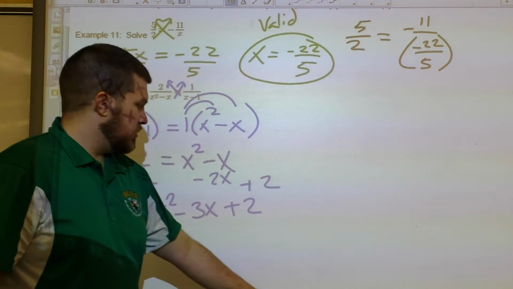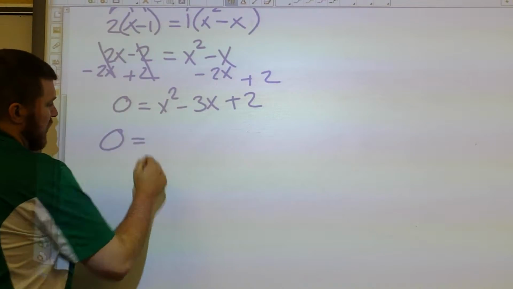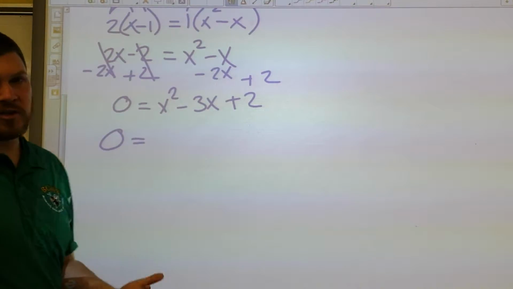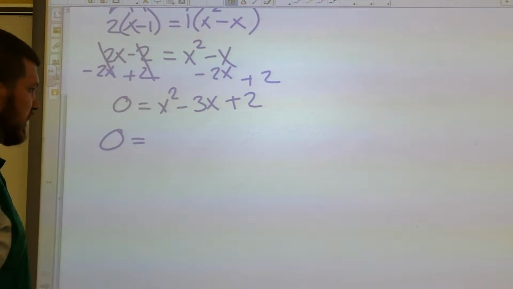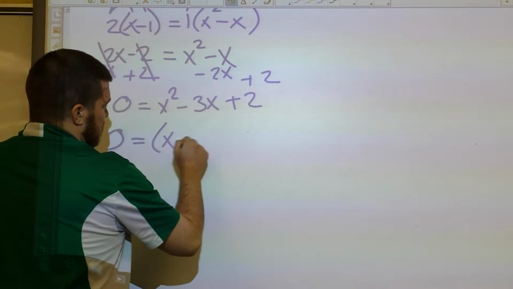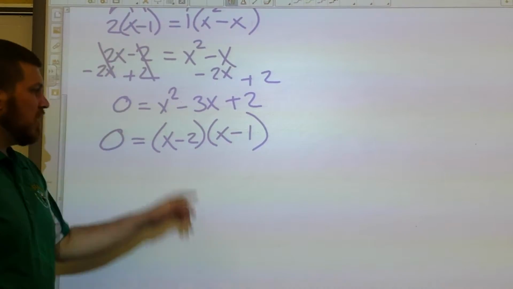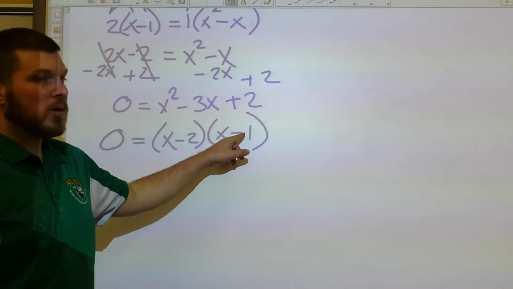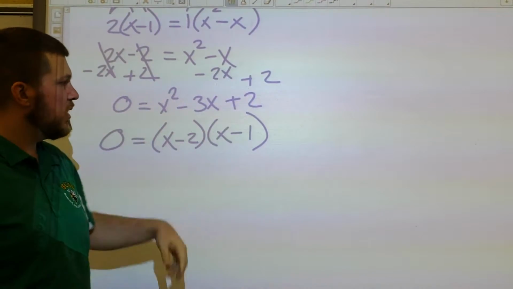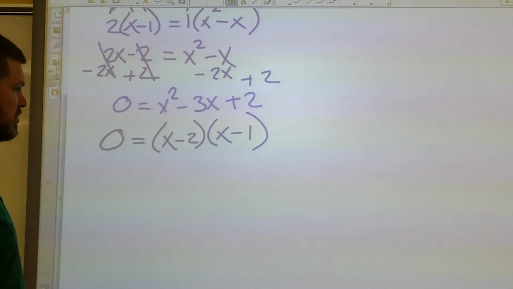Now what I want to try to do is to factor. Again, if your factoring is bad, refer back to the videos in earlier chapters because you really need to know how to factor. So if I factor this, I believe this is going to factor into x minus 2 and x minus 1. Let's do our double check. First off, negative 2 and negative 1 multiplied together is positive 2. Now if I add those together, negative 2 and negative 1 is negative 3. So those two do work.